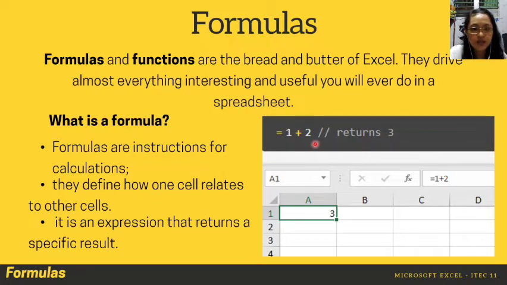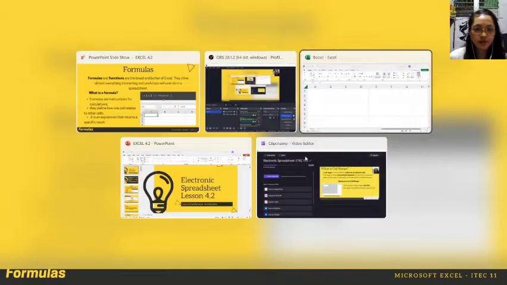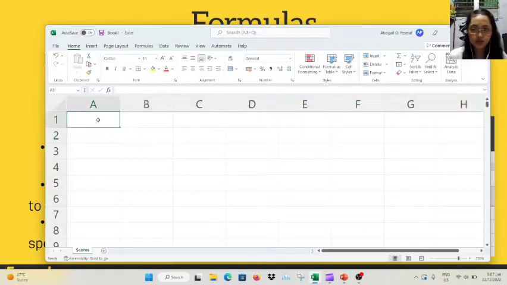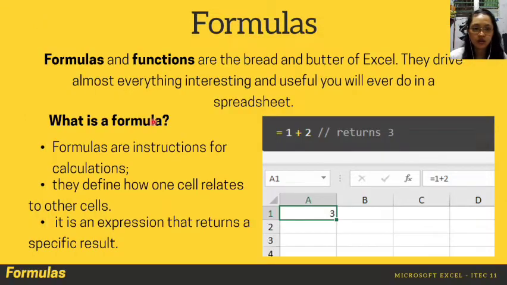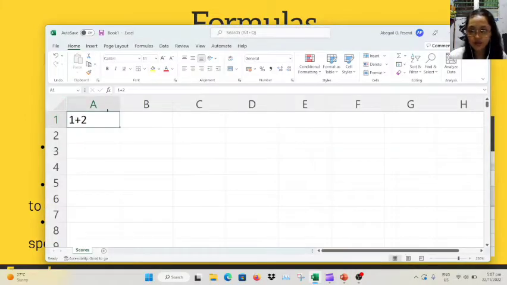Let's say, for example, this one. This one is a formula. So 1 plus 1, it returns 3. Let's have an example of that. Let's say 1 plus 2. Then we click enter. I forgot the equal sign. So, again, in writing a formula, do not forget the equal sign.